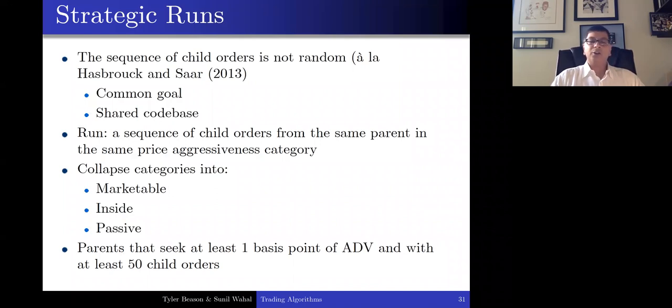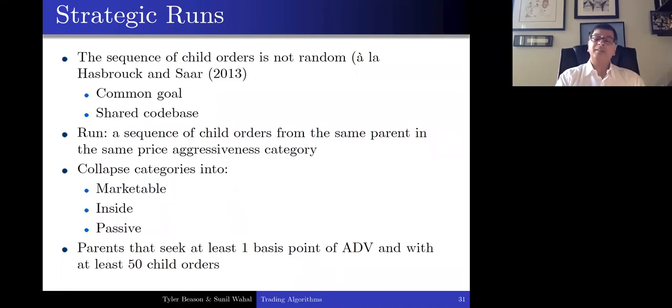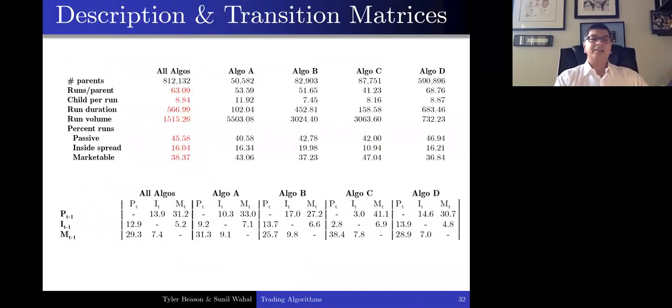So you're a parent, you have 200 child orders you're going to submit, and let's suppose you stay passive, passive, passive, and then you go intra-spread, intra-spread, intra-spread, et cetera, et cetera. I'm going to collapse the categories into, instead of 5 price categories, I'm going to use 3 of them: marketable, inside, and passive, and focus my attention on parents that seek to trade at least 1 basis point of ADV with at least 50 child orders. That keeps the analysis sensible.